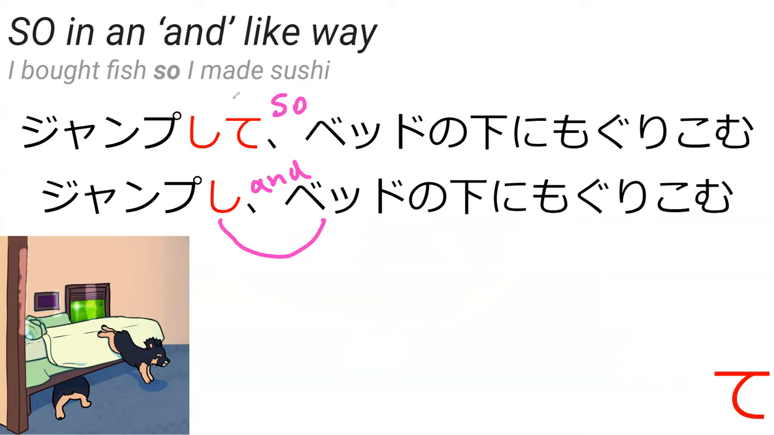When we're basically having like two-ish sentences between the two actions. So there's normally some kind of relationship between the two verbs if we're using shite. Versus this one here is just and. It doesn't matter if there's a relationship or not. Yeah. Okay. Do you remember how this is read?